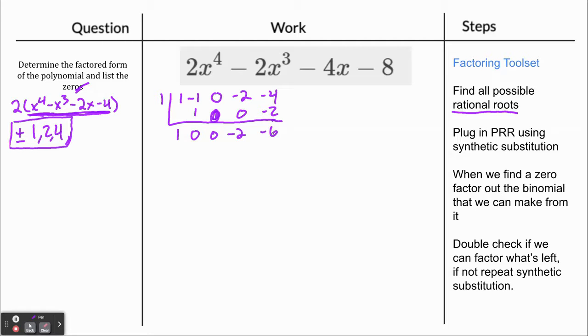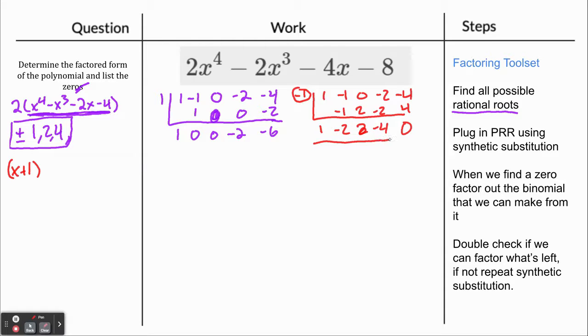So this one here gives us negative 6, so that's not going to help us. Let's go ahead and try negative 1. Okay, and now when I plug in negative 1, that gives me a 0, so I can factor out x plus 1 from this polynomial, because I know if I plug in negative 1, that's going to give me 0. And what I'm left with here is x to the power of 3 minus 2x squared plus 2x minus 4.